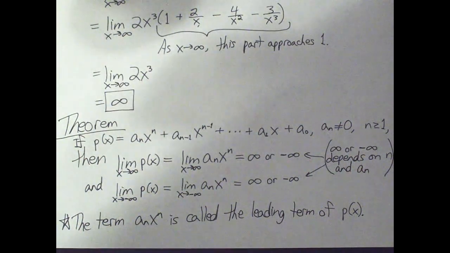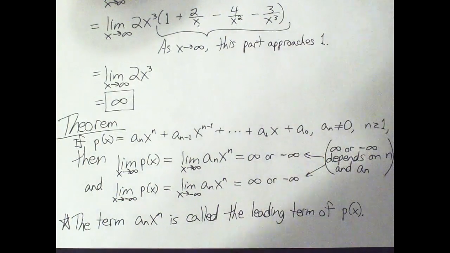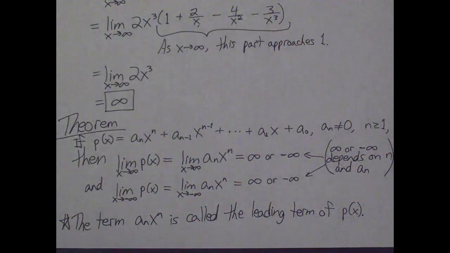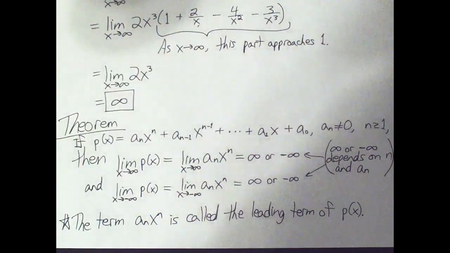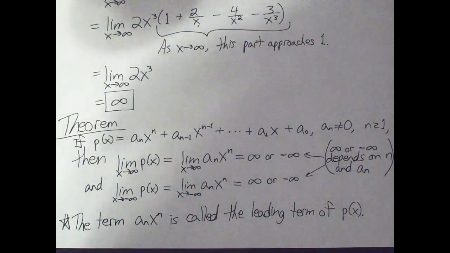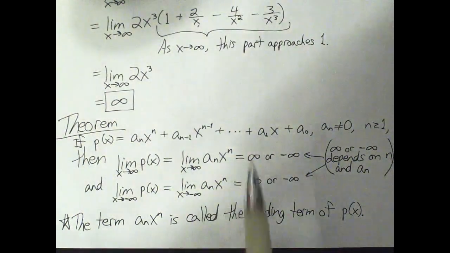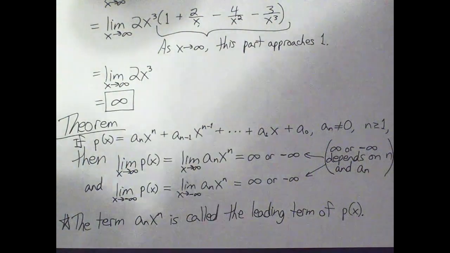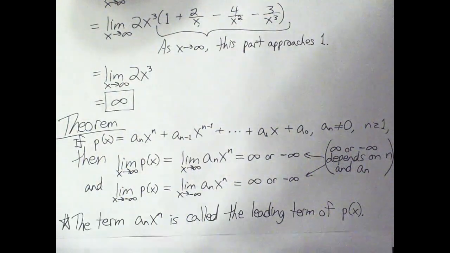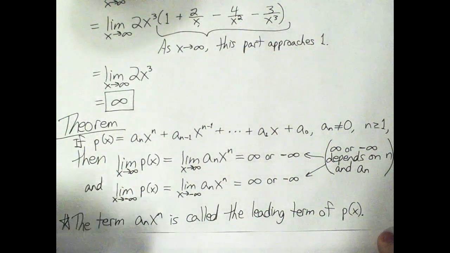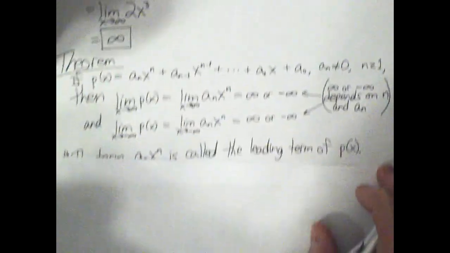Also, this is kind of a side note, but polynomials also never have vertical asymptotes. And that's because they're continuous everywhere, and they have a domain of all real numbers. Okay, this theorem is a shortcut for if you have a limit as x goes to infinity or negative infinity of a polynomial.